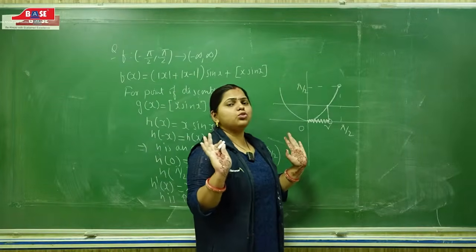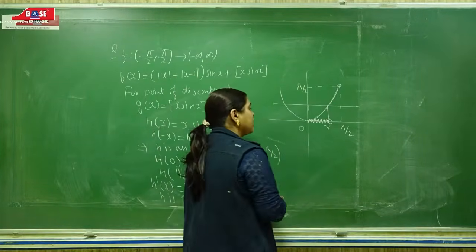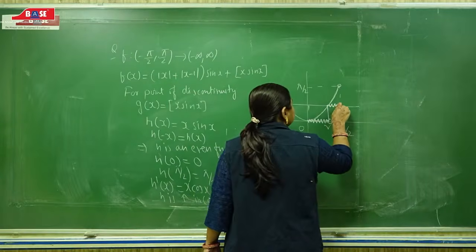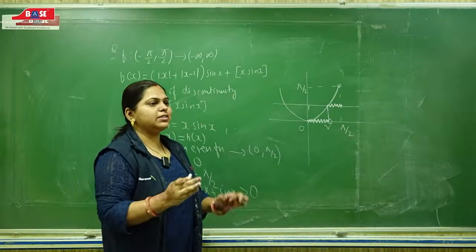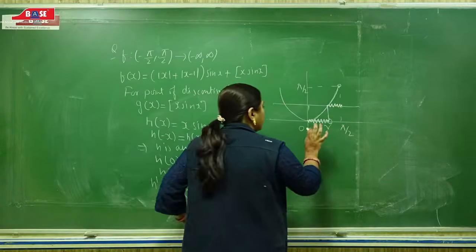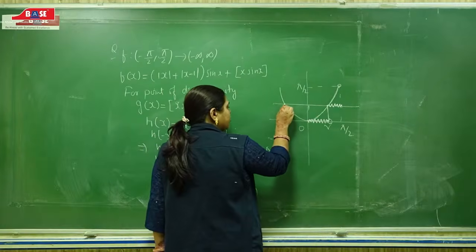Now if it is lying between 1 to pi by 2, what is its greatest integer everyone? The greatest integer is 1. So this is my graph this side. The same graph will repeat. So even if you want to see over here, try to observe.